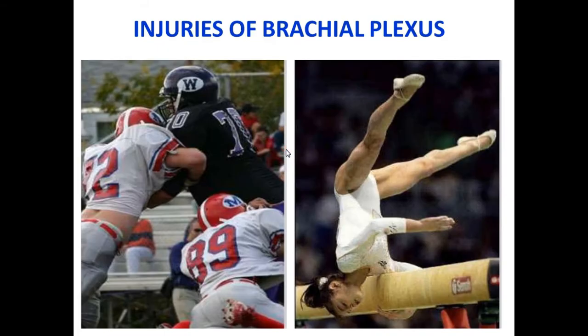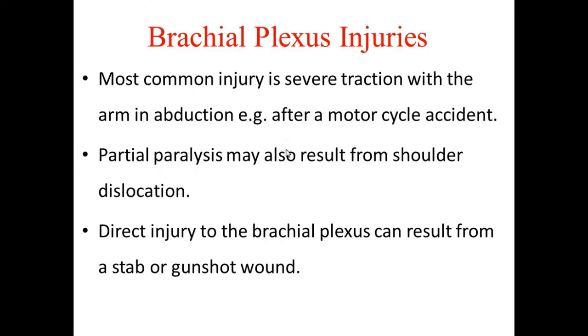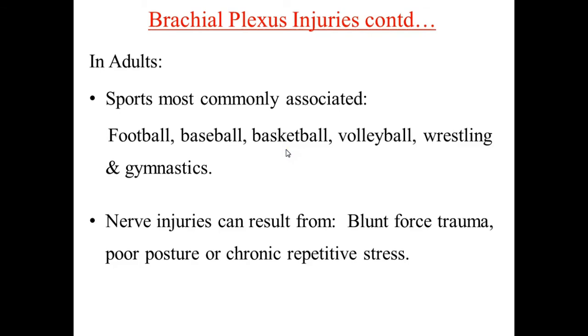Now, injuries of the brachial plexus. The most common injury is severe traction with arm abduction, for example after a motorcycle accident. Partial paralysis may also result from shoulder dislocation. Direct injury to the brachial plexus can result from a stab or gunshot wound. In adults, the sports most commonly associated with injury are soccer, football, baseball, basketball, volleyball, wrestling, and gymnastics.